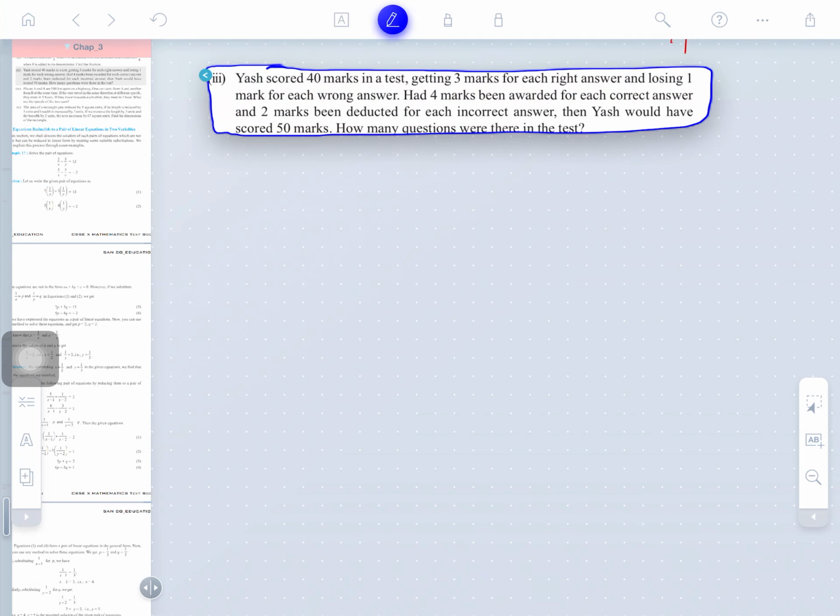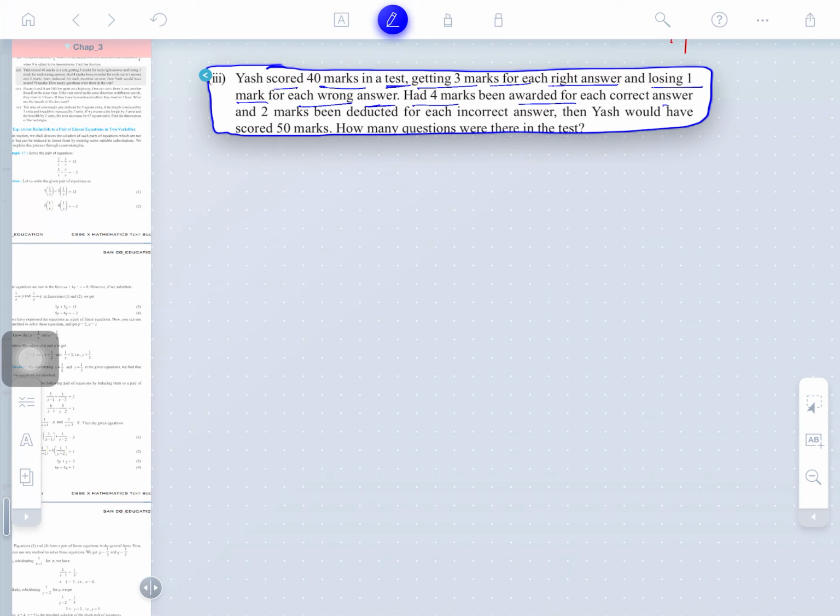Yes scored 40 marks in the test, getting 3 marks for each right answer and losing 1 mark for each wrong answer. Had 4 marks been awarded for each correct answer and 2 marks been deducted for each wrong answer, then Yes would have scored 50. This is the condition given here. This is a conditional, it is clear.